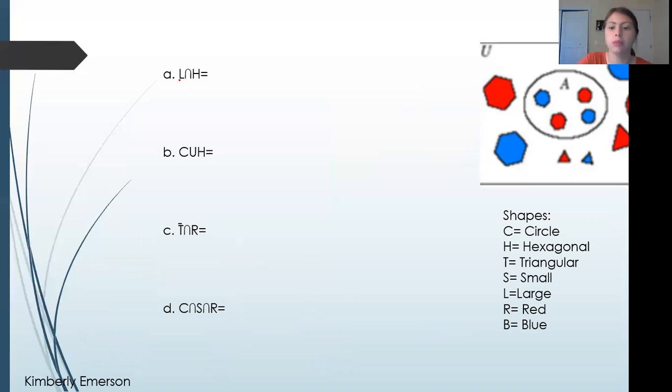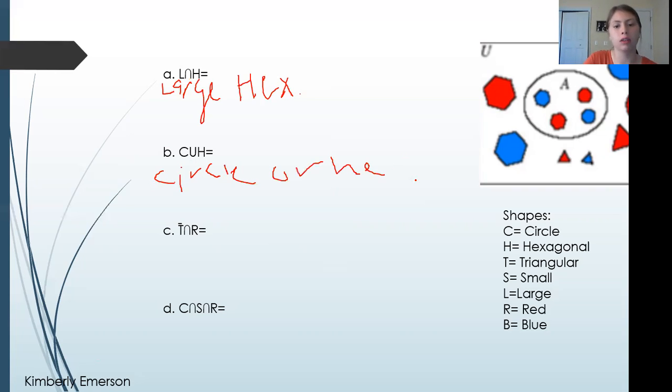So L would be large and H would be hexagons. So this would be everything that are large hexagons. All right, hex. That's large hexagons, both large hexagons. And then union would be like an "and/or" kind of thing. So they can be circular or hexagon. Again, I really do apologize for this. I thought it would work out smoothly.